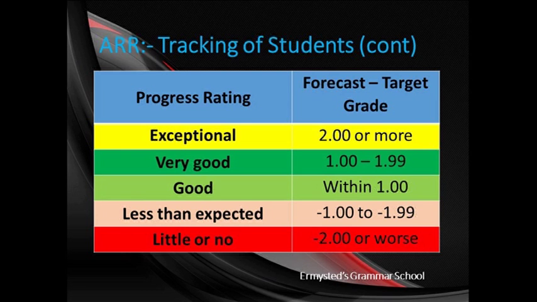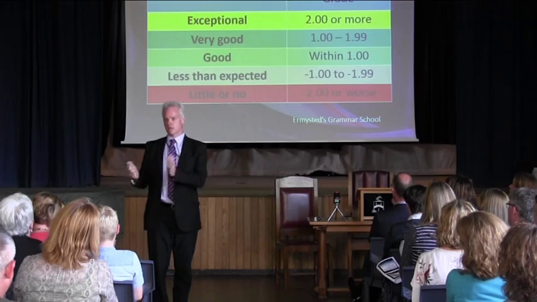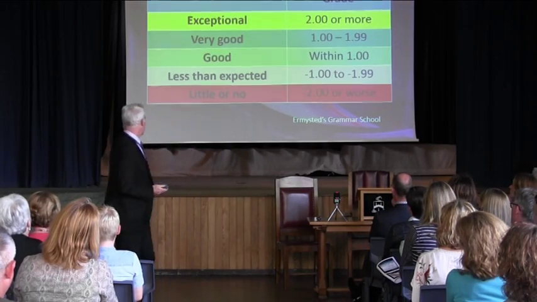Obviously, if they're not making good progress, so if their forecast grade is lower than their target grade, that will give a minus figure to that sum. And if it falls below 1, so it's a whole grade or more lower than it should be, then we need to start thinking about doing something about that. It'll just flag up in our tracking that they're making less than expected progress, or heaven forbid, little or no progress. It is warning us about the students who will be in need of intervention.